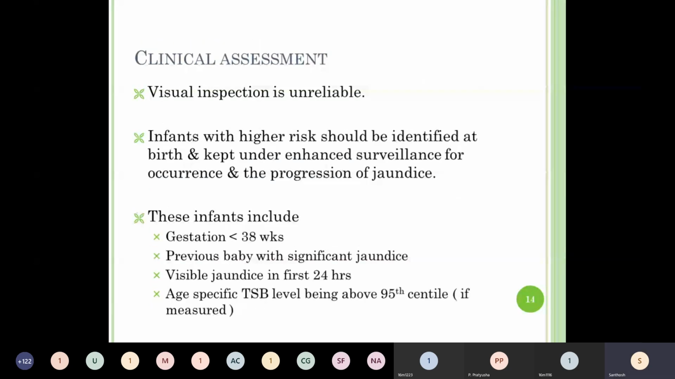Now, usually visual inspection is unreliable. If the serum bilirubin is more than around 12 milligrams per deciliter, visual inspection.